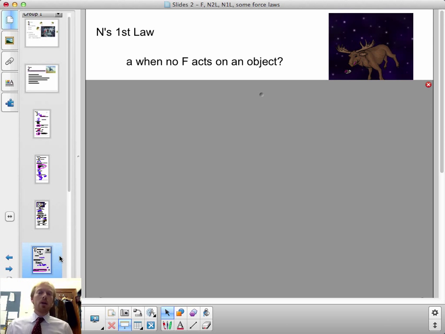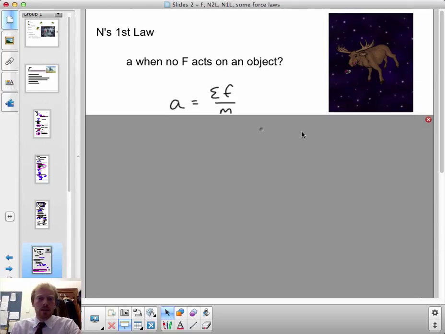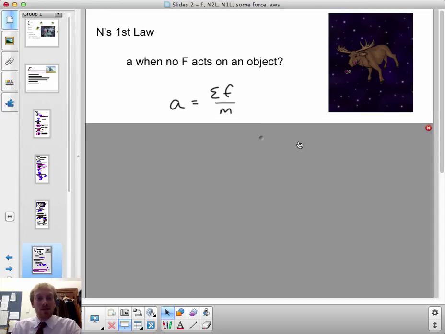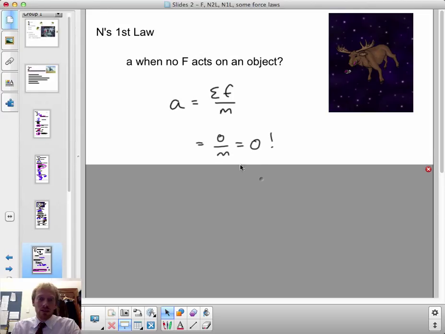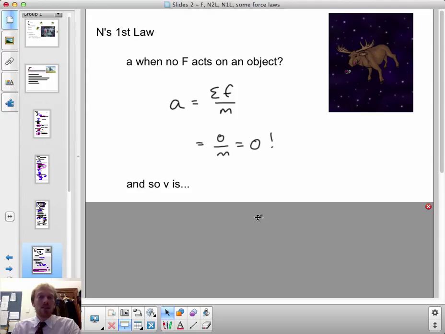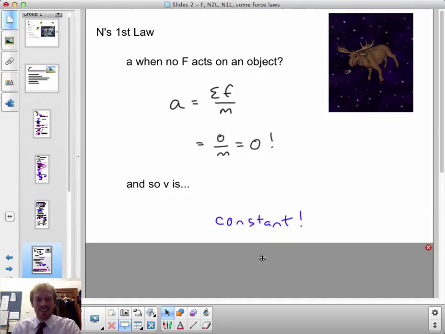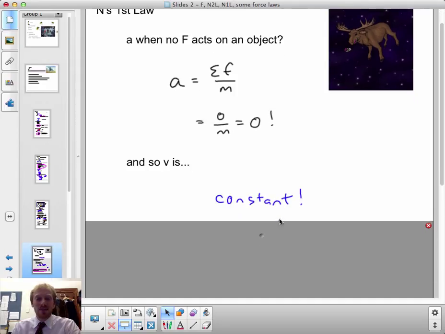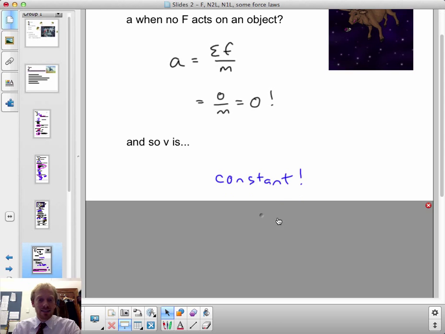Here, I'd like to talk about what happens when no forces act on an object, and this is a little cartoon of a moose that is floating out through space. And I don't know if you can make out, there's a cupcake in front of it. So if there's no force at all acting on an object, then its acceleration is zero. Zero force divided by the mass of the object is zero acceleration. And if an object has zero acceleration, its velocity is going to be constant. When no forces act on an object, its velocity is constant.